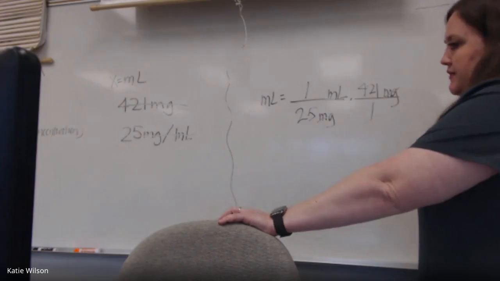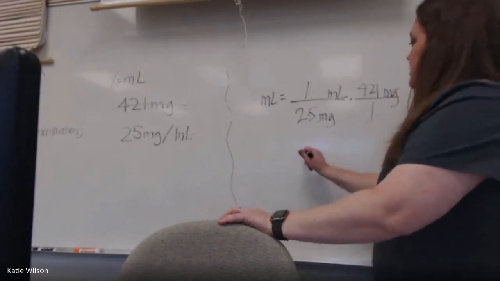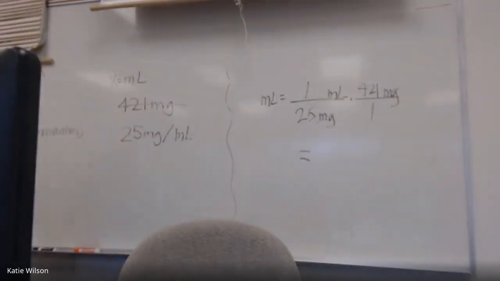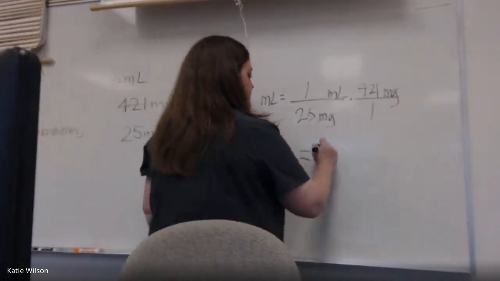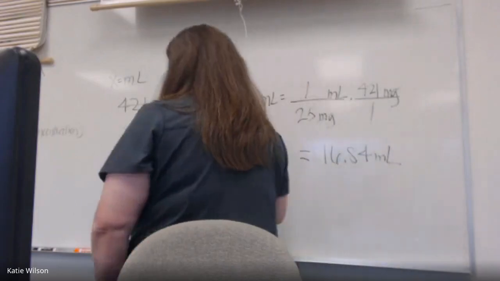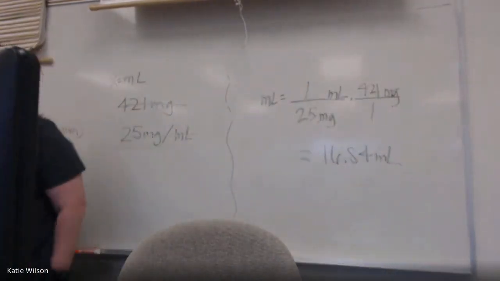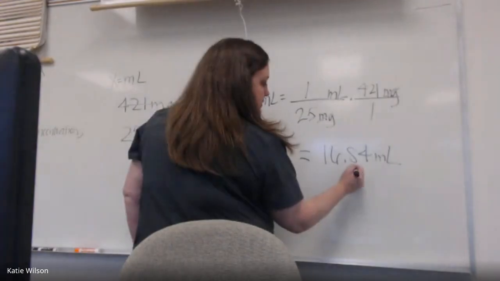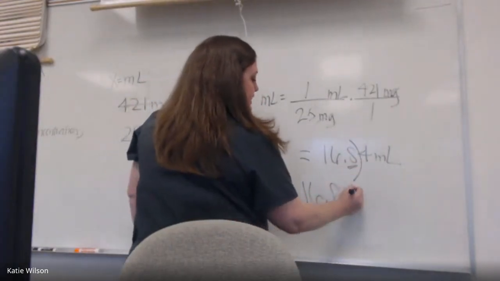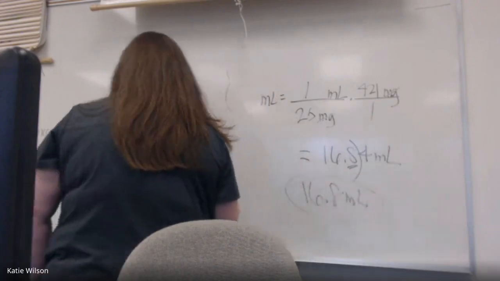421 divided by 25 equals 16.84. What does it tell us to round to? The nearest 10th. So this is the 10th spot. 16.8. That's my final answer.